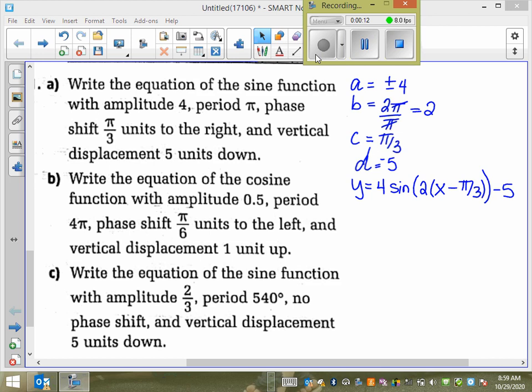I digress. All right. You guys do B and C. B is in radians, C is in what? Degrees.